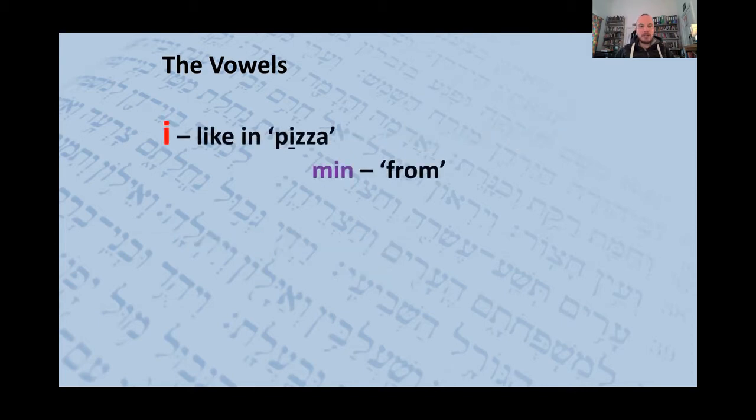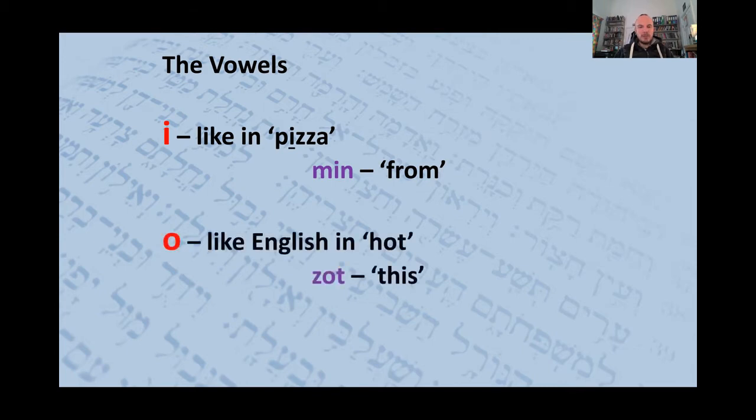The next vowel is this one, a little bit more complicated. It's not I or I, but E, like you'd see in an Italian word, like pizza. So you'd pronounce that Hebrew word, which means from, as min, min. So whenever you see that letter, you pronounce it E. Next one, a bit easier, it's like English o, like in the English word hot.